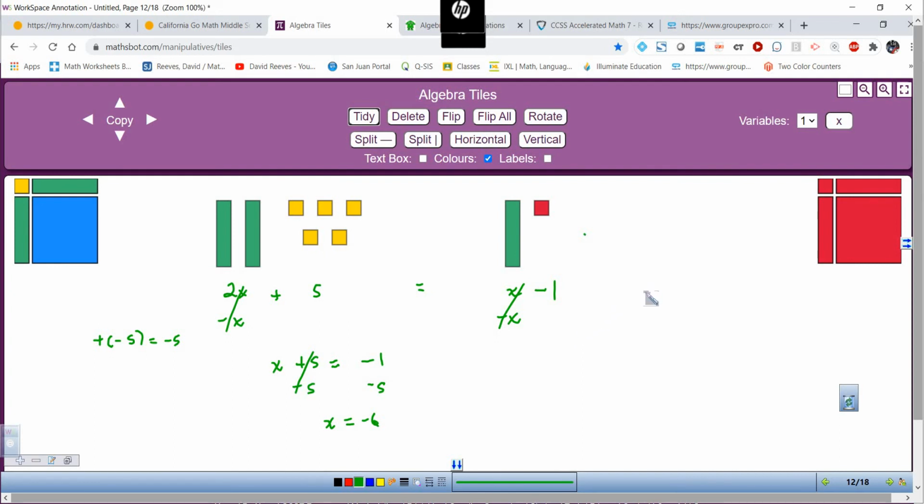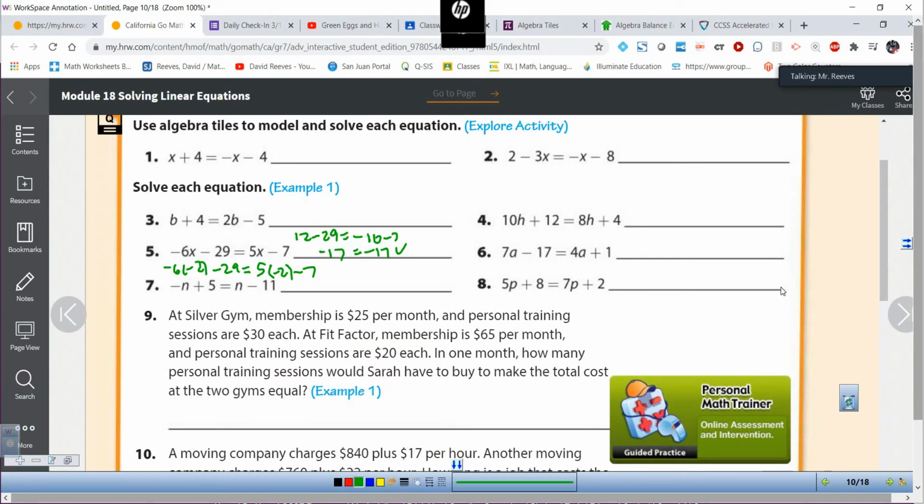By the way, I did not do it in the last one, and I should have. We can check our answer and make sure that our answer is correct. So 2 times negative 6 is negative 12 plus 5. And negative 12 plus 5 is equal to negative 7. And negative 6 minus 1 is also negative 7. It checks, okay?